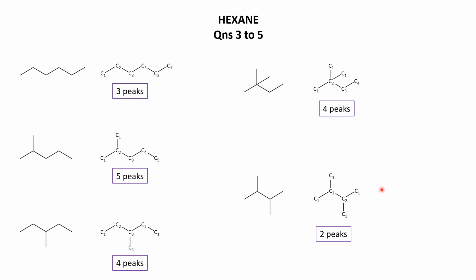So when we look at the carbon, we're expecting one 2-peak spectrum, a 3-peak spectrum, a 5-peak spectrum, and then 2 4-peak spectra.